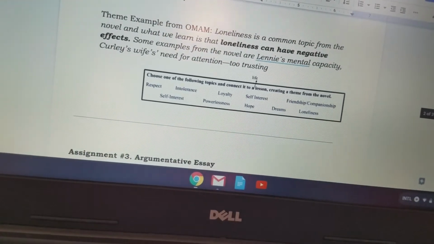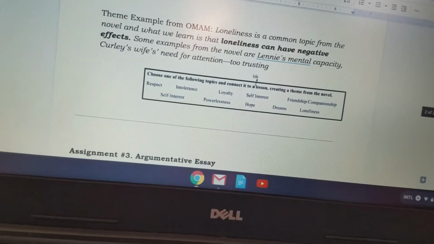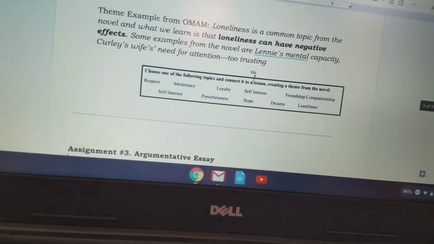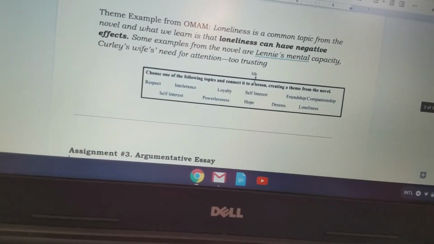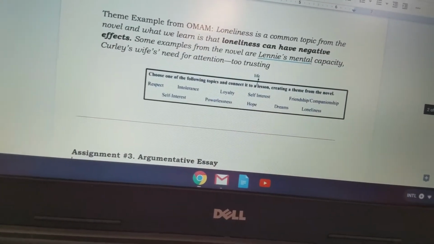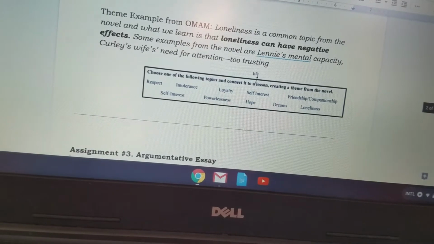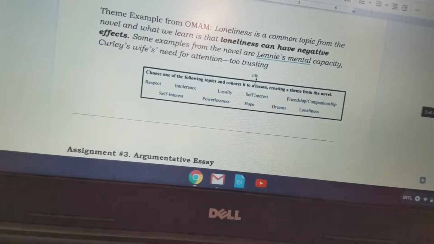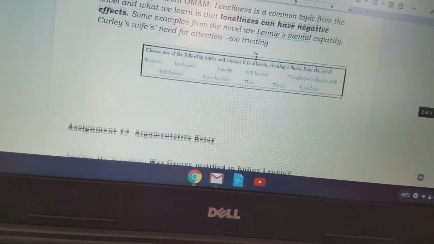So you have to make sure that your theme is, one, universal, and that people can relate to it, and two, more than just a single word. So respect is a topic. It's not going to be a theme. So what about respect? What about intolerance? So say something about those topics and make a theme.